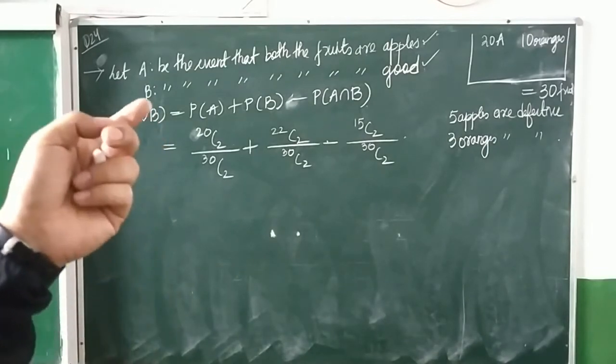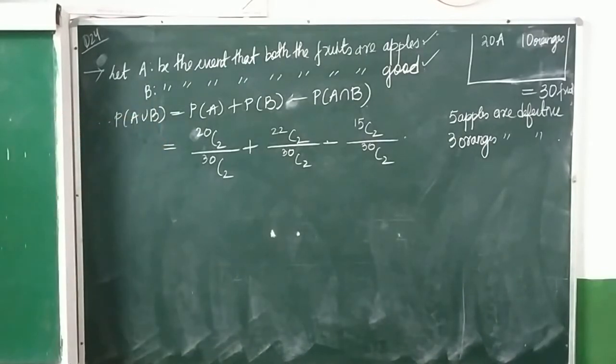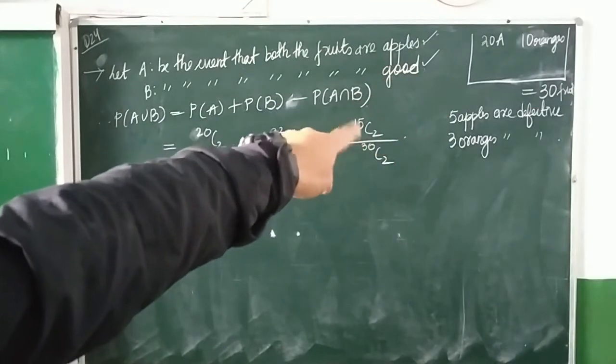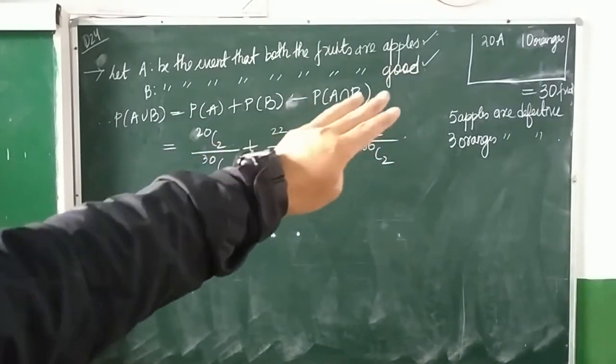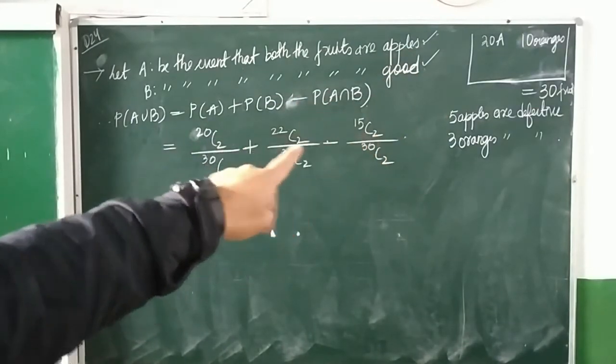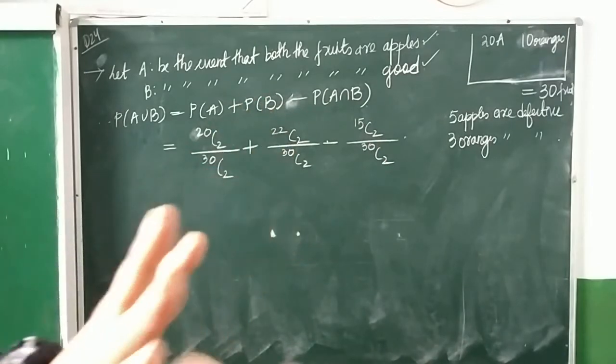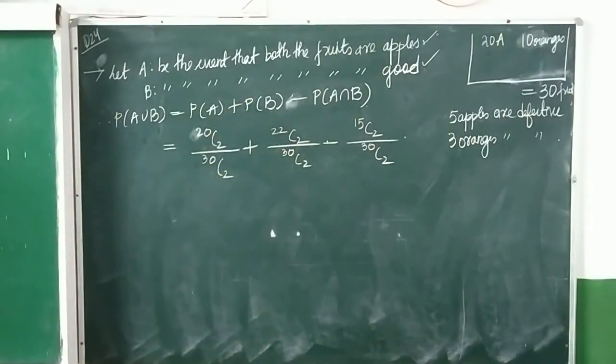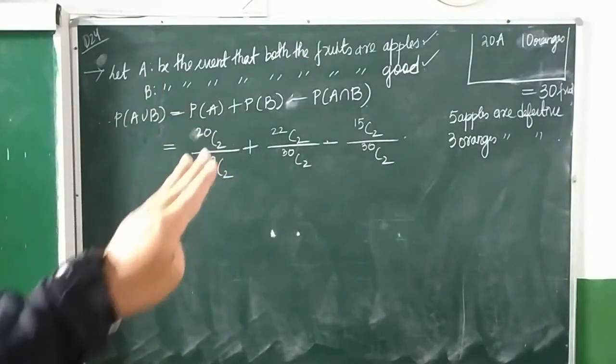What is the probability of B? B means both the fruits have to be good, either an apple or an orange. Since there were 30 fruits and 8 of them are defective, the total number of good fruits is 30 minus 8, that is 22. It can be apple, it can be orange, it doesn't matter, but it has to be the good ones. So that's why 22C2 divided by 30C2.